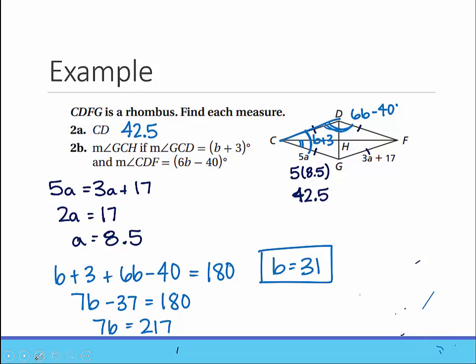So this whole big angle up here is B plus 3. So that means it's really 34 degrees. And remember, they asked us to just find this angle down here. So you have to remember that CF bisects that giant angle there. So we have to cut this in half. So we end up with 17 degrees.